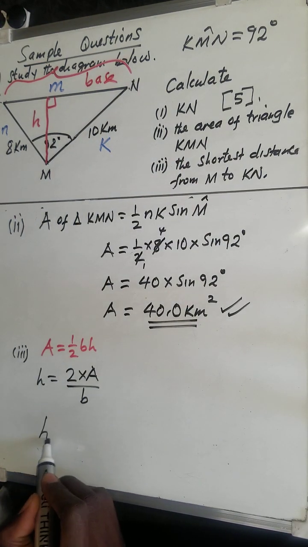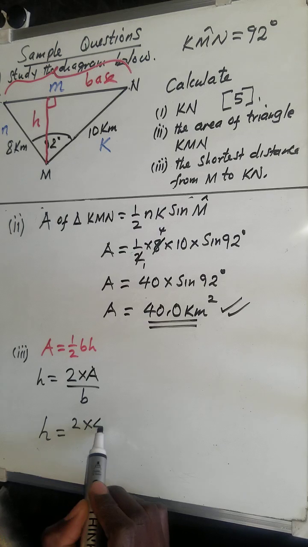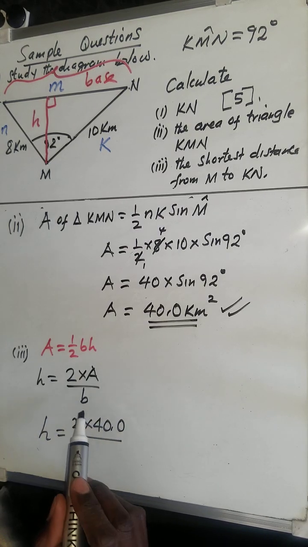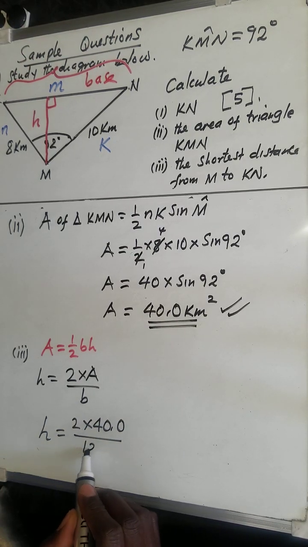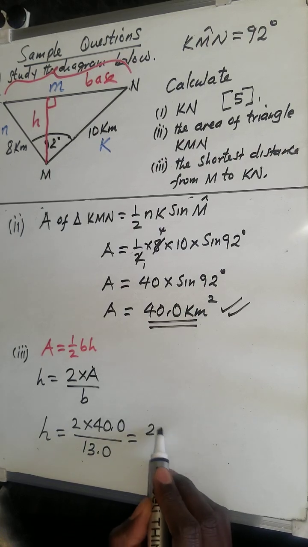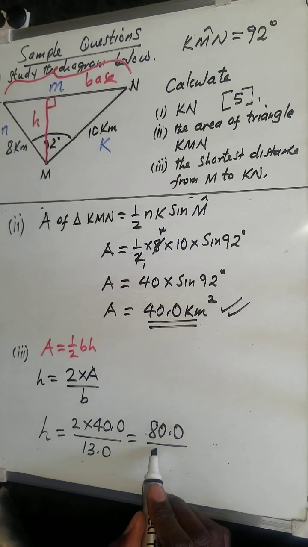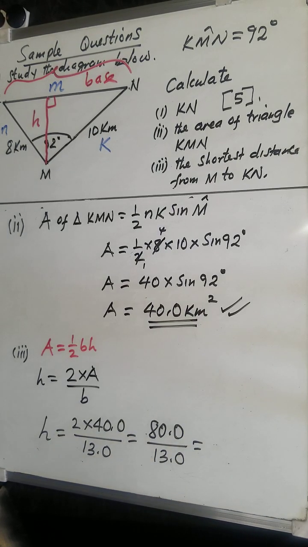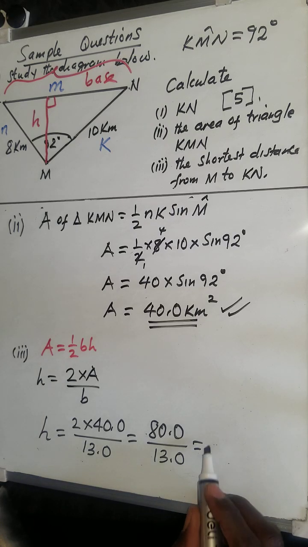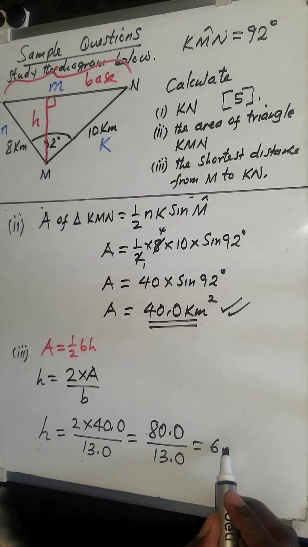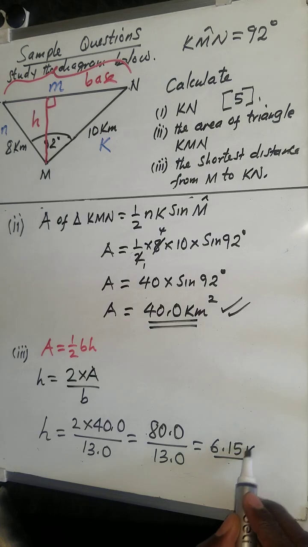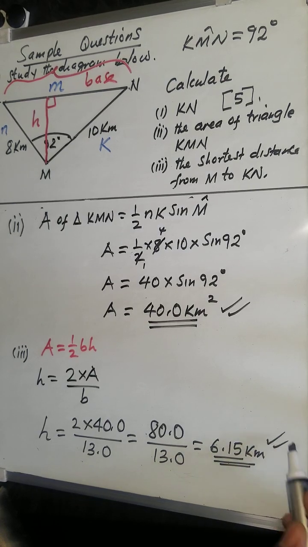So your shortest distance h will be equal to 2 times the area, which is 40.0, divided by my base from here to there. Remember, we got that one as 13.0. So it will be 2 times that. That will give us 80.0. Then you divide by 13.0. So what is that going to give you? Sorry, I'm going in that direction. I'm supposed to go down there so that you do properly the mathematical calculation. It is going to give me 6.15, and that is going to be in kilometers, to 3 significant figures. So h is representing the shortest height.